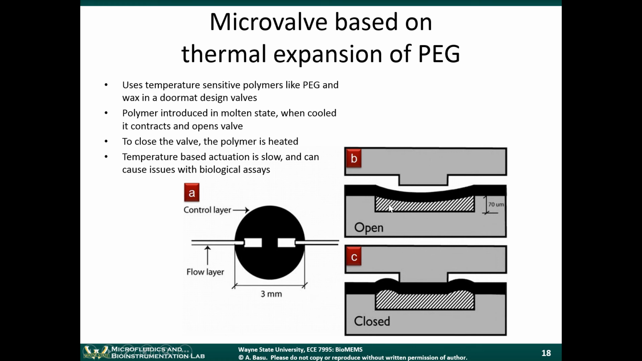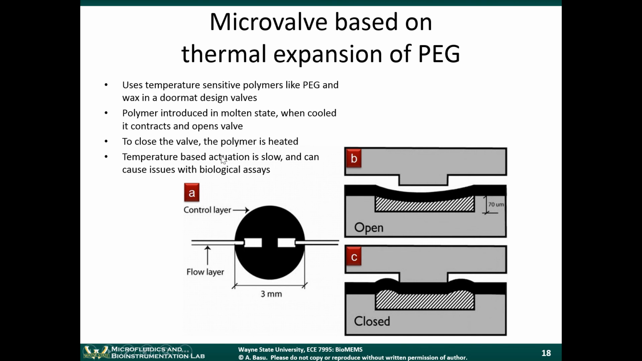Now, when the valve is open, like this, when the membrane is deflected, you can have flow going from left to right. And when the valve is closed, this prevents flow from going from left to right. So one way of controlling the on and off state of the valve, we talked about using gas pressure to do it, so that's obvious. But you can also use a polymer.